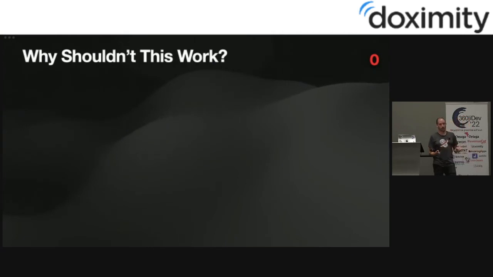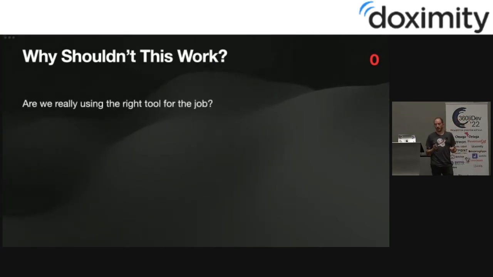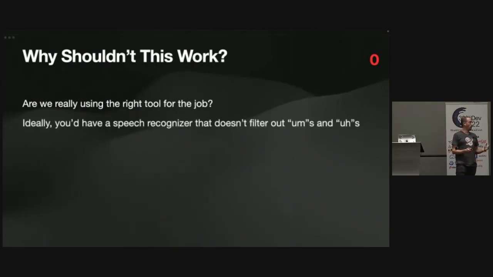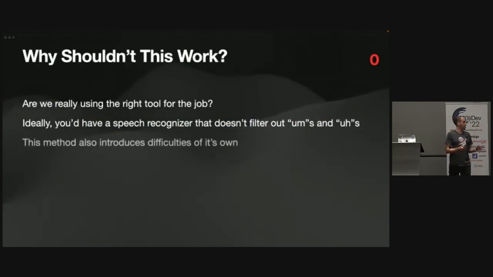Right? Wait a minute. The name of the talk is how not to create an detector. So why shouldn't this work? Are we really using the right tool for the job? I mentioned earlier that sound classification is used for stuff like detecting lion roars or baby crying or airplane sounds. Ideally, we'd have speech recognition without the automatic filtering that's in there. Speech recognition and sound classification are two different model structures. And this method also introduces difficulties that are a little bit harder to overcome.